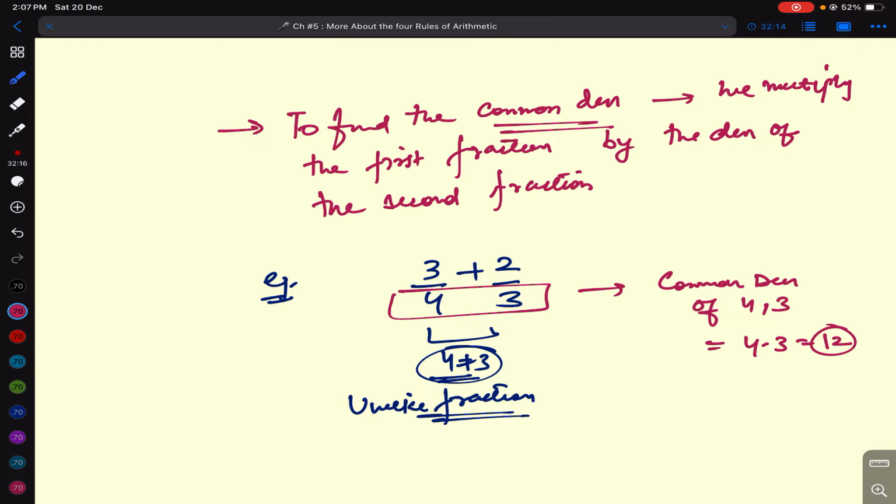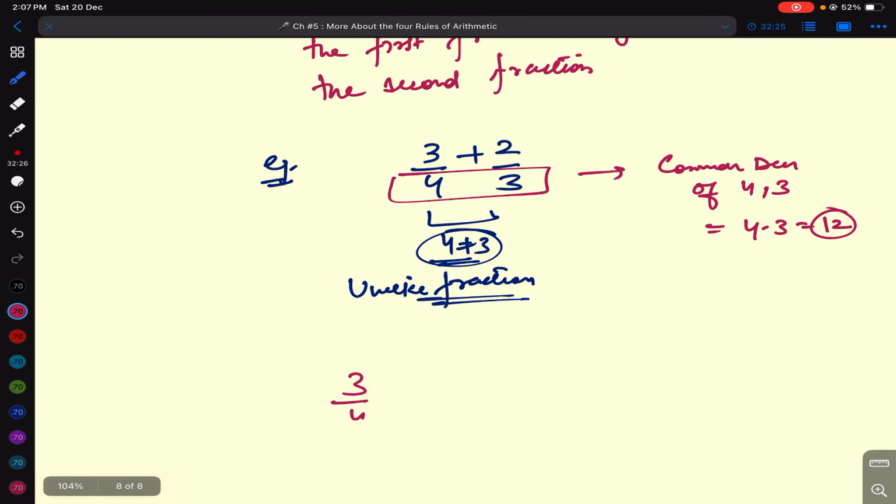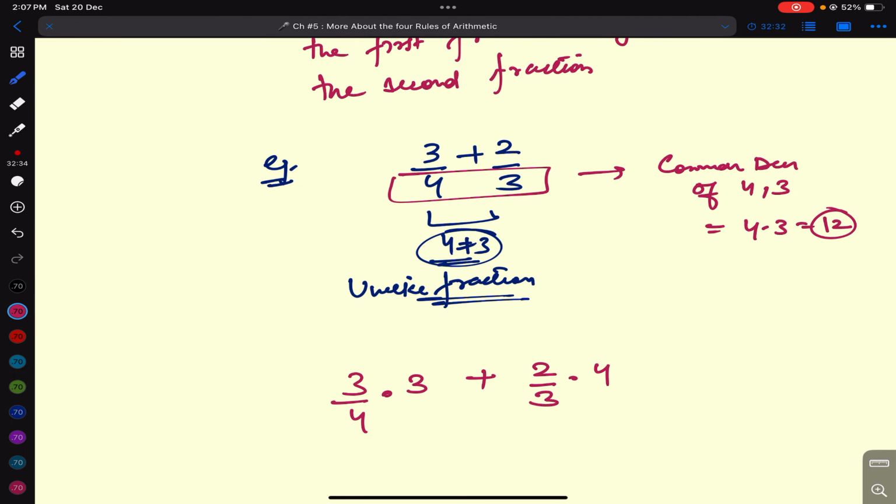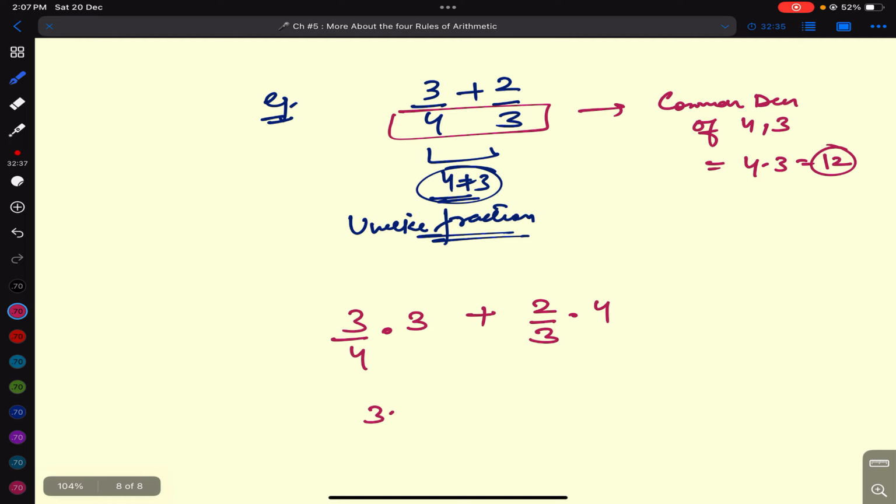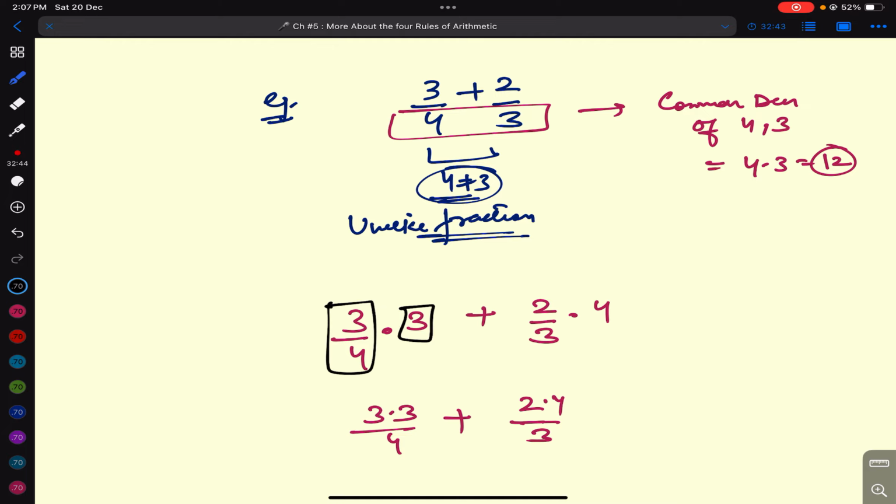Now once we have the common denominator, what do we do? We multiply the first fraction with the denominator of the second. So what is the first fraction here? 3 over 4. What is the denominator of the second? 3. Similarly, 2 over 3, and what is the denominator of the other fraction? 4. Okay, so this becomes 3 times 3 over 4 plus 2 times 4 over 3.